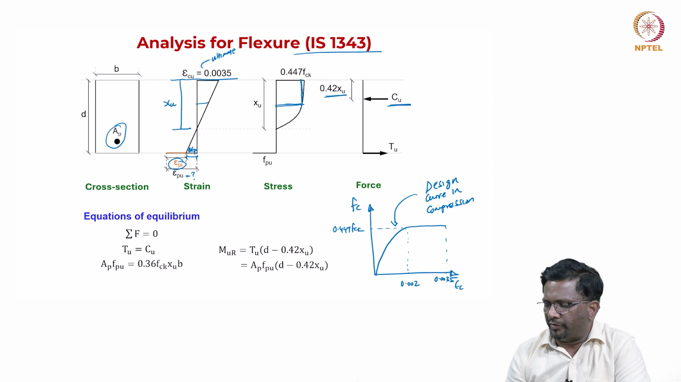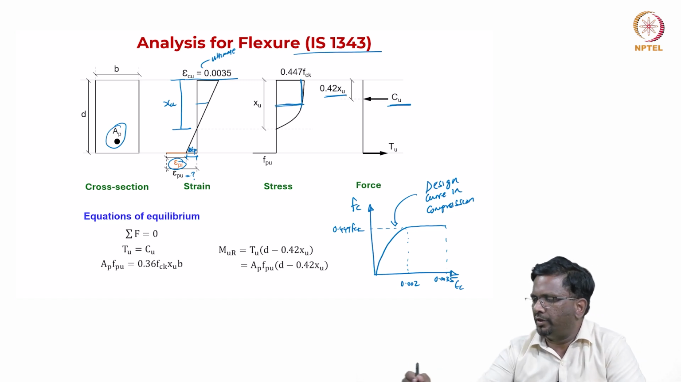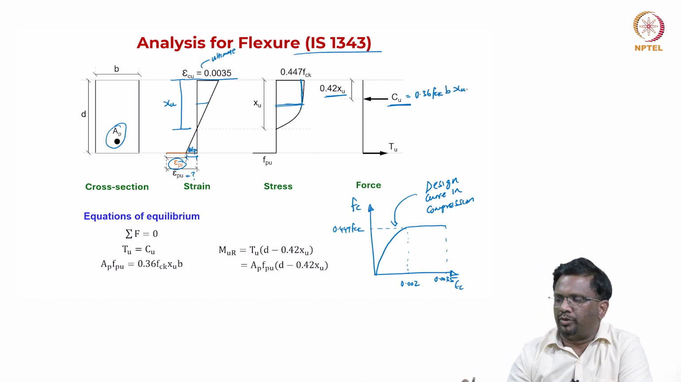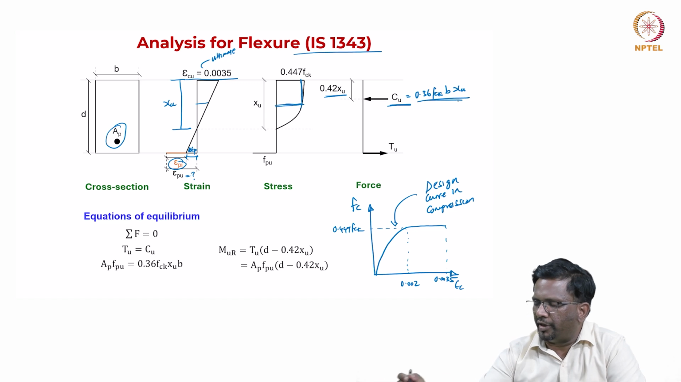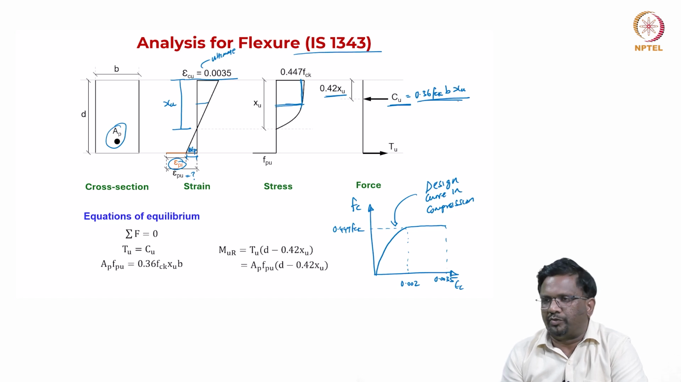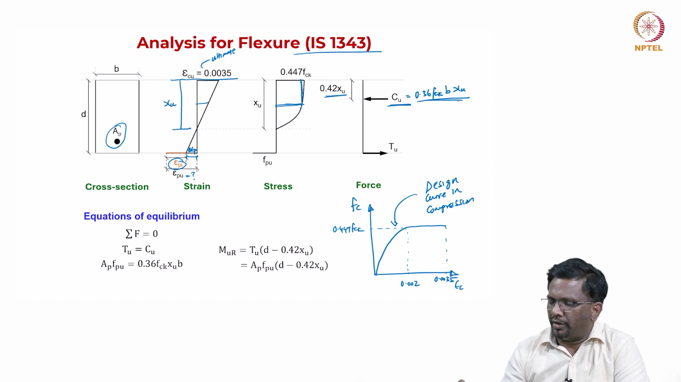And the value of this Cu is also given as 0.36 FCK B into XU. So, these parameters are already given just like your Whitney stress block parameters. So, here also they have given these parameters for Cu and Tu. So, now what is the Tu?